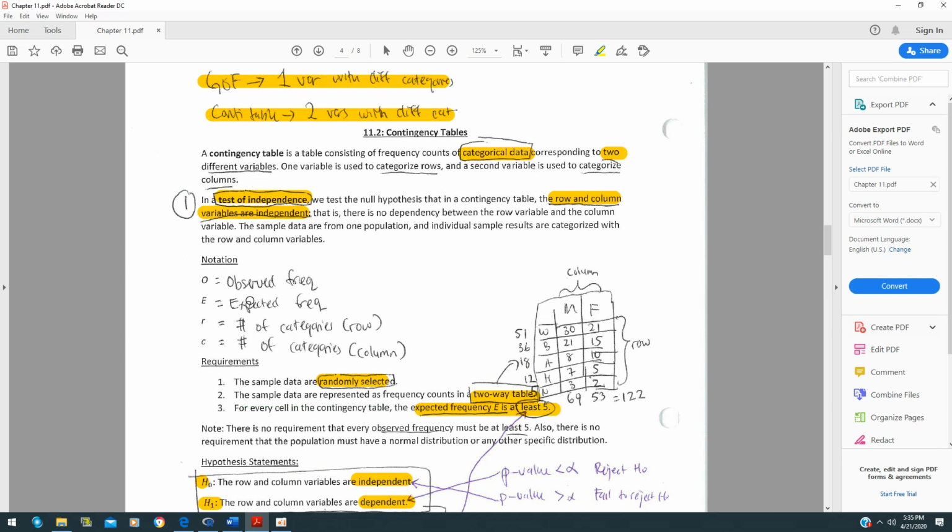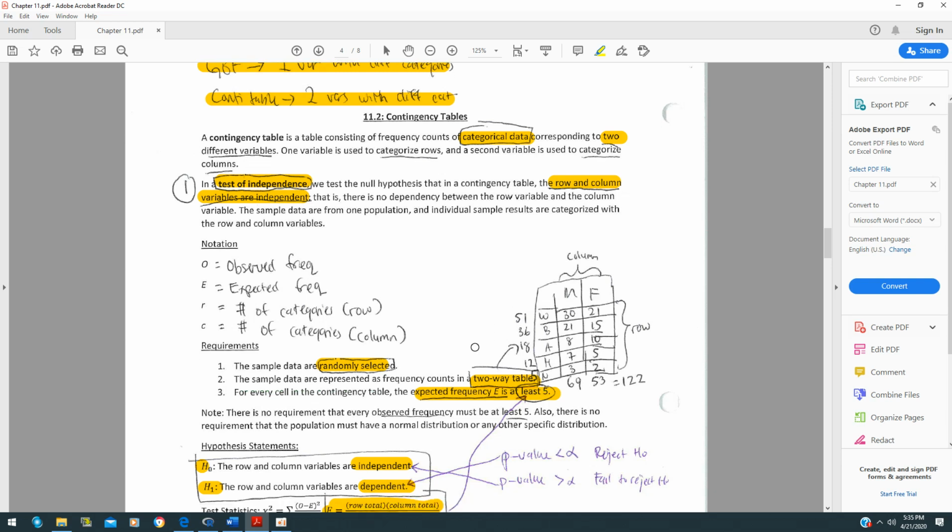The expected frequency is not given in the table, so you do have to calculate it yourself. It's very important. I will show you in the first example how we calculate the expected frequency. R is the number of categories in the rows, the ones that go up and down. In this case, you have 4 categories for rows, and C is the number of categories in the columns, which go sideways. In this case, we have 2 categories in the columns.